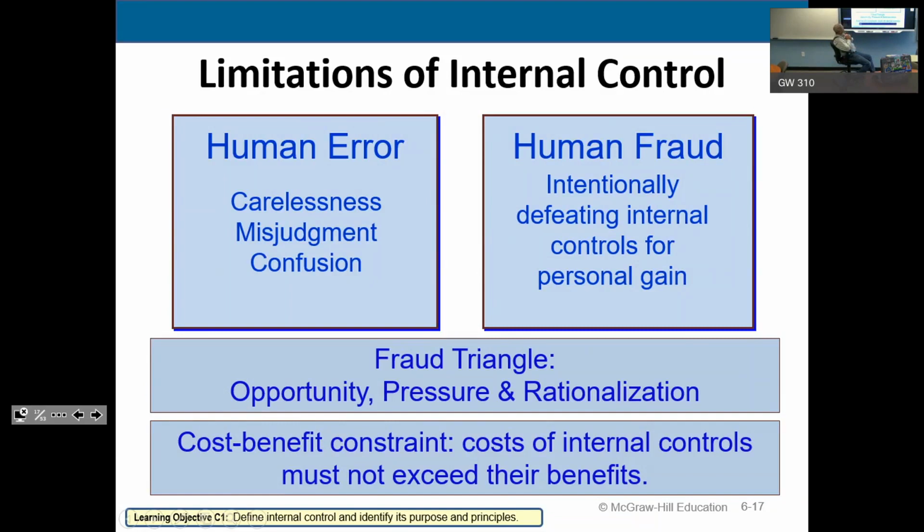So what are the limits on internal controls? Of course, error and fraud. Don't mistake the two. Human error is real: carelessness, misjudgment, confusion. I make mistakes regularly. I think you all know that. But human fraud is intentional, defeating internal controls for personal gain.